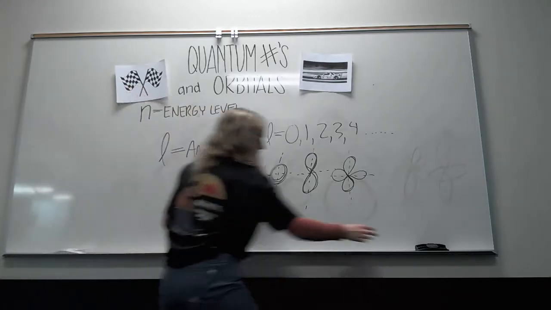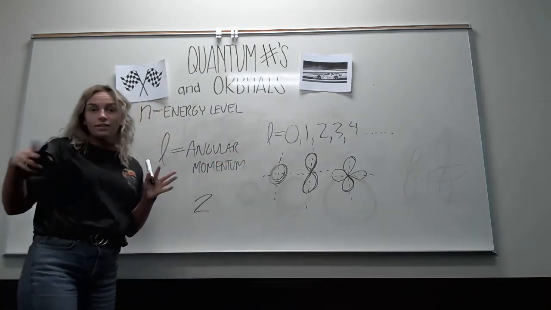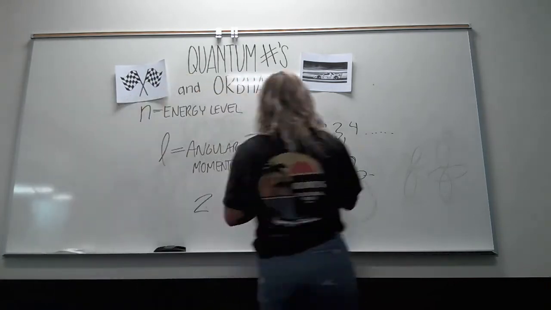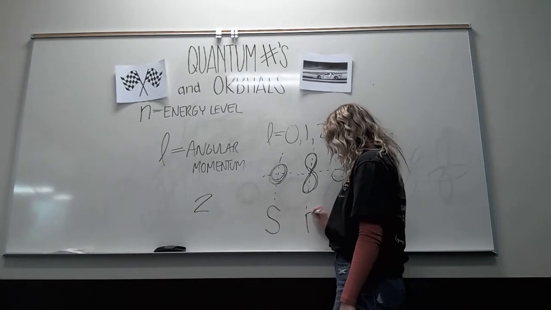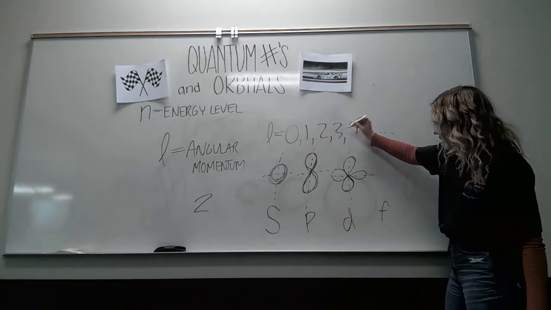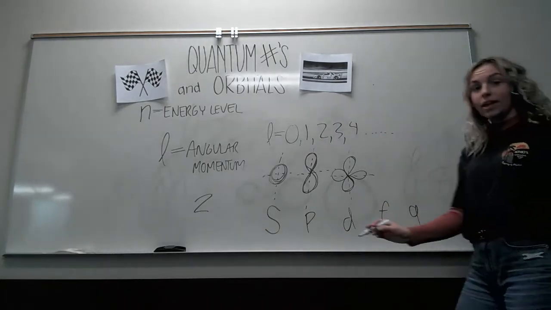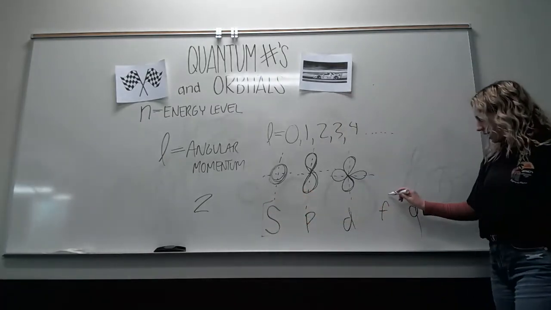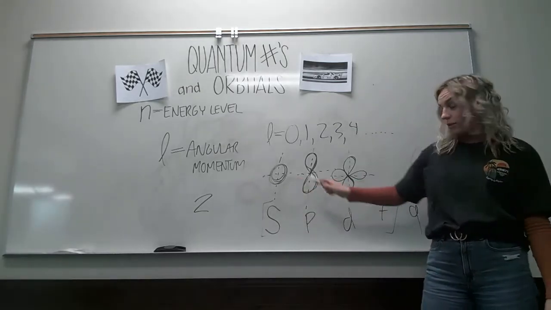Well, what scientists have done is, instead of using numbers for the L value, they've assigned different letters to the shapes. So they've assigned S, P, D, F for L equals 3, G for L equals 4, and then the letters go on. The big 3, or the big 4 I guess, is S, P, D, F. And each letter is associated with the shape of the orbital.